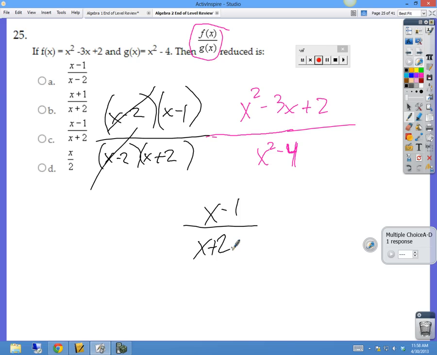So it should be, is it up there? C. Should be this one right here. Good idea.